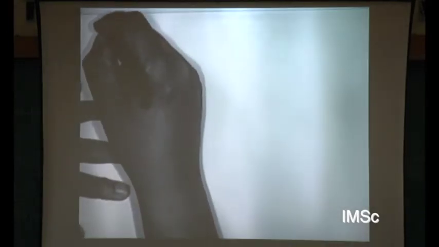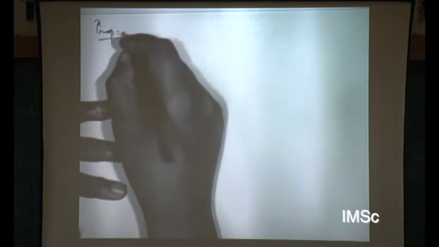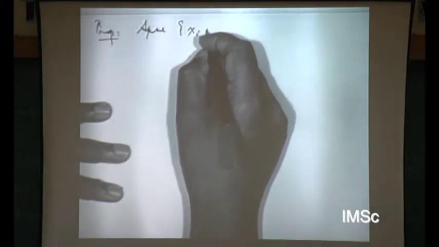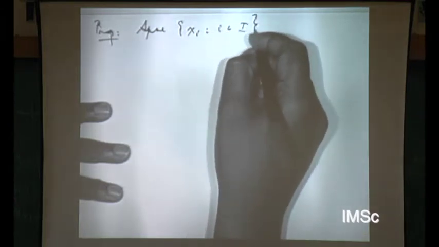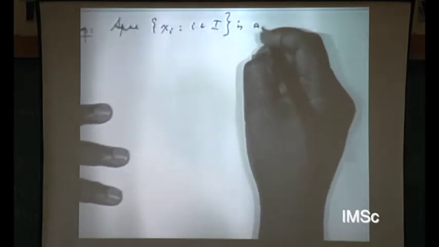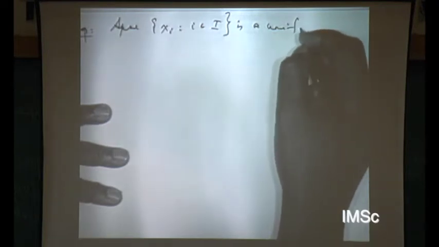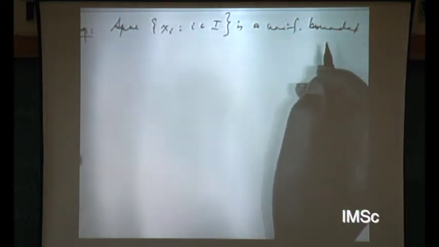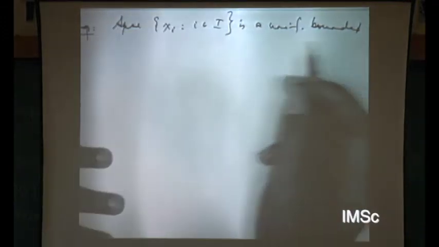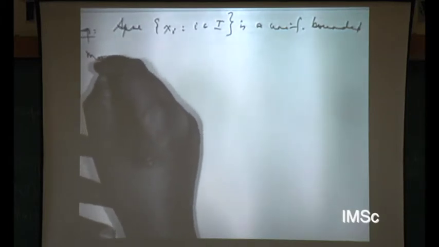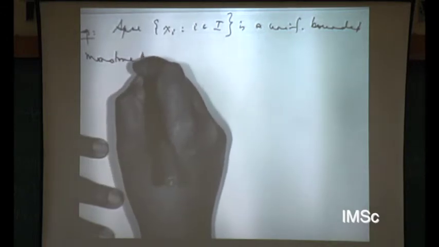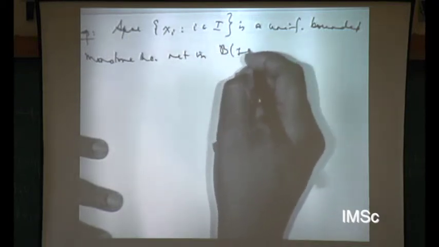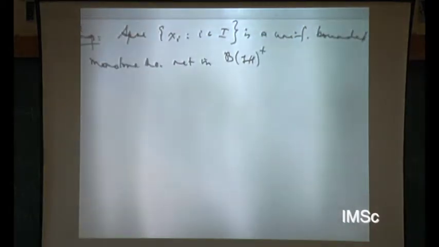So here's a little proposition. Suppose x_i, i in I, is a uniformly bounded, by that I mean the supremum of norm x_i is finite, monotone increasing net in B of H plus. So is it clear what that means?